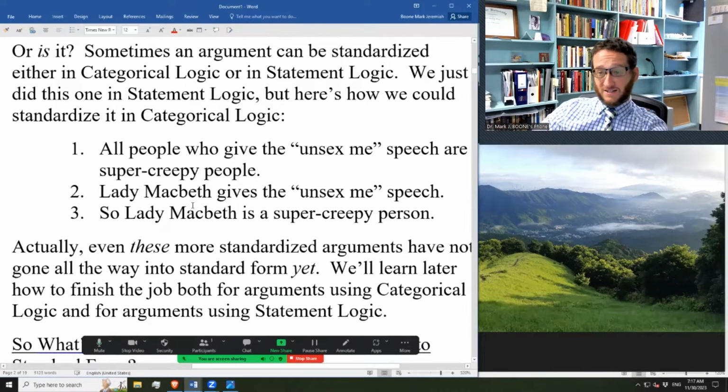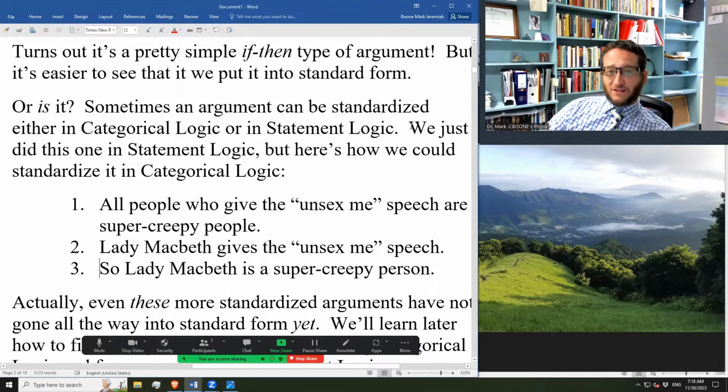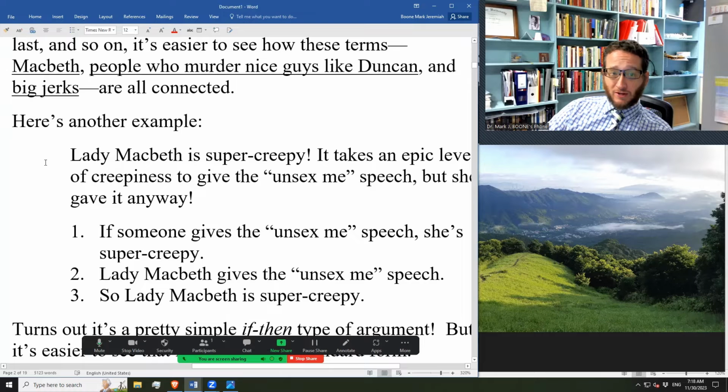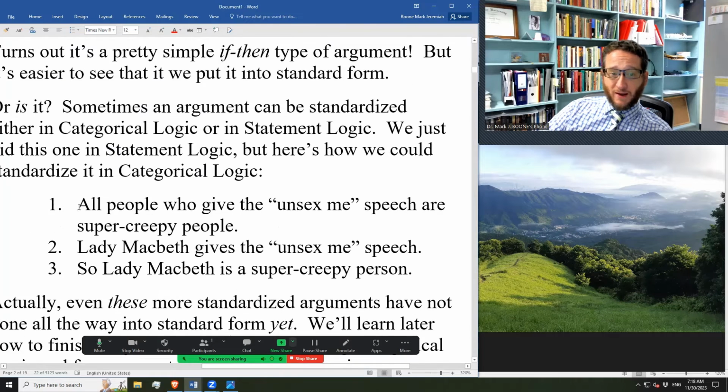And I think we'll find it has the same pattern as that first Macbeth argument. All right, here is that argument in categorical logic. Lady Macbeth is super creepy. Takes an epic level of creepiness to give the unsex me speech, but she gave it anyway.